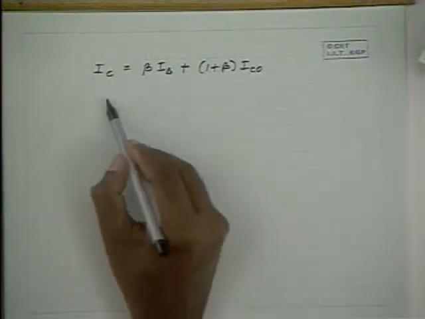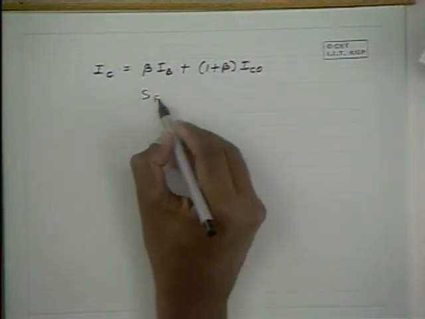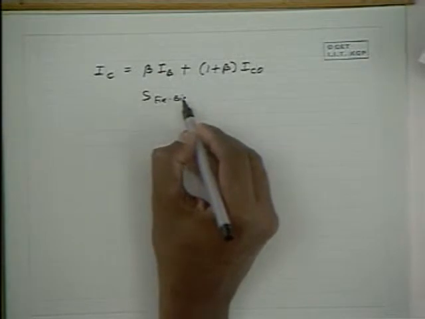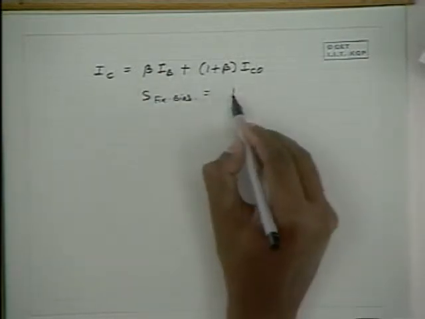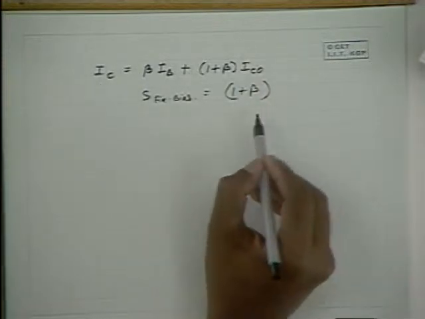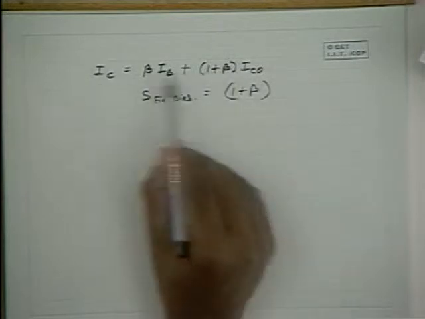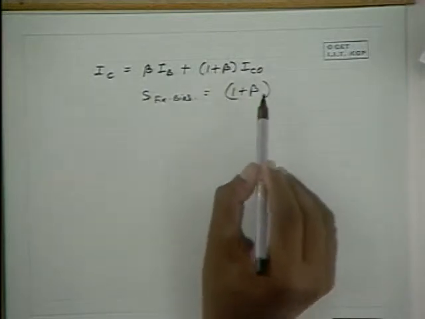Hence, if you determine dou IC by dou IC naught, the stability factor S for fixed bias can be obtained as 1 plus beta, a fixed quantity, because dou IC by dou IC naught is equal to 1 plus beta. There is nothing in the circuit which prevents IC from being related to IC naught in this equation. Therefore, this equation holds good in the case of a fixed bias circuit. Hence, dou IC by dou IC naught gives you 1 plus beta, and that is the stability factor.